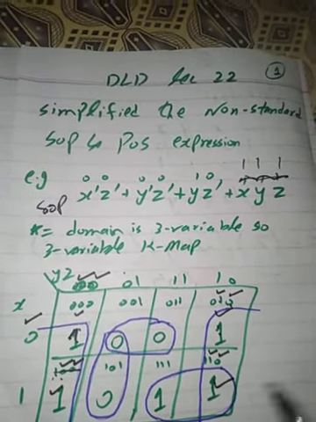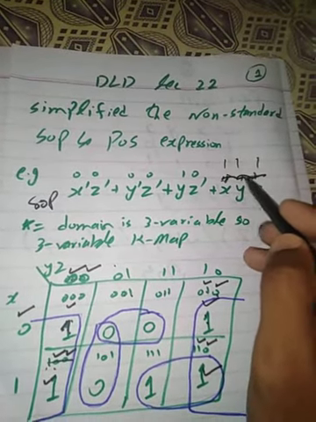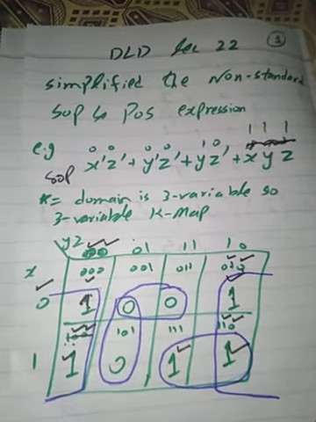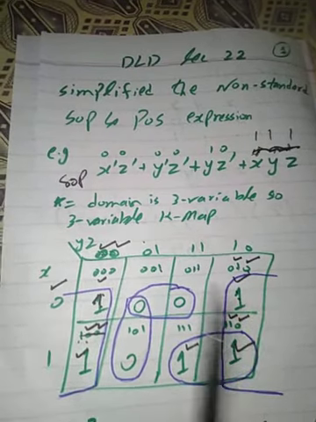Now mark 1 here. Then x y z: all the terms are 1, so this cell is 1. Now check: 8 ones are not present, so no need for that. Now look at whether 4 ones are adjacent. Yes, 4 ones are adjacent.